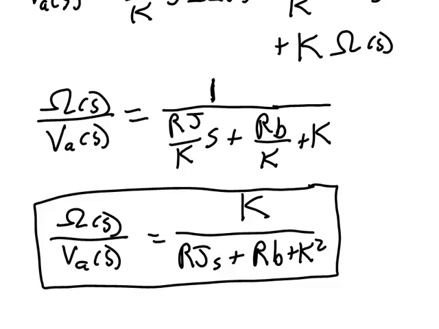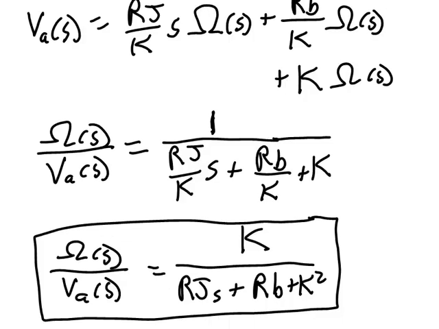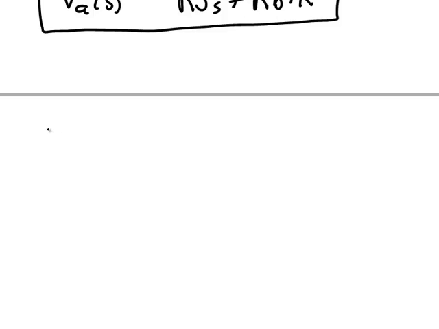Now, I have an equation that gives omega over VA, and I also have an equation that gives V over FL. My goal is to come up with an equation that has as the output V and has as the input VA. In other words, I want an equation that gives me V of S, the vertical velocity, divided by VA of S, the applied voltage. How could I do that with the equations that I currently have?